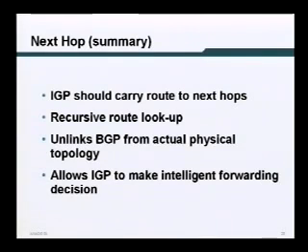So, summary about the next hops. IGP should carry the route to the next hops. We're using something called recursive route lookup. So, BGP points to the next hop, which is known via OSPF, and OSPF figures out how to get to that particular next hop. The important thing is it unlinks BGP from the actual physical topology. And part of all this is you want a stable internal BGP implementation in your network. And it lets the IGP make the intelligent forwarding decision.